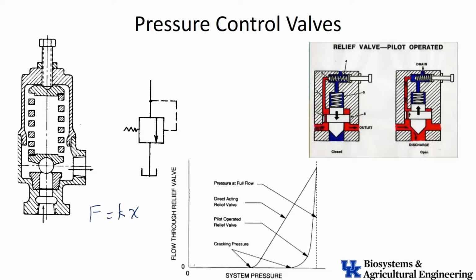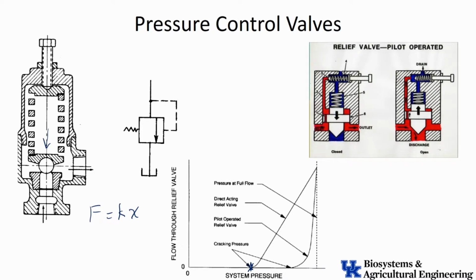So as the pressure starts up, pressure goes up and up and up, nothing happens until it gets to the point where the force developed by that pressure over the area of that ball is big enough to counteract the spring force that's pushing down on the back of that valve. That begins to open it up. We call that the cracking pressure. That's where it cracks open right there.